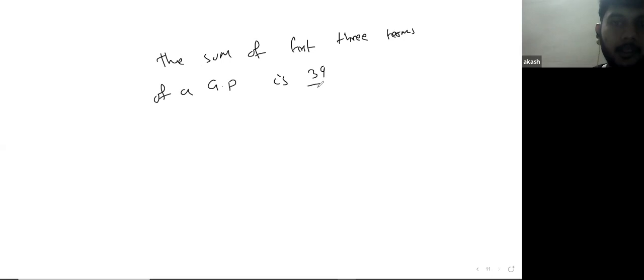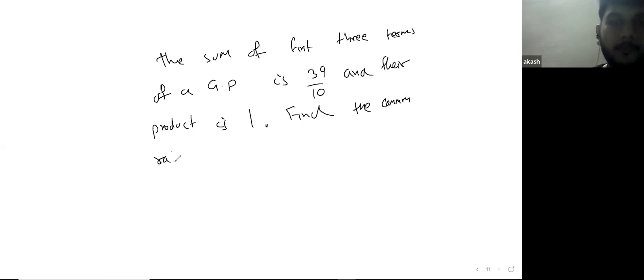Okay. For a question, write a question. The sum of first 3 terms of a GP is 39 upon 10 and their product is 1. Find the common ratio and the terms.